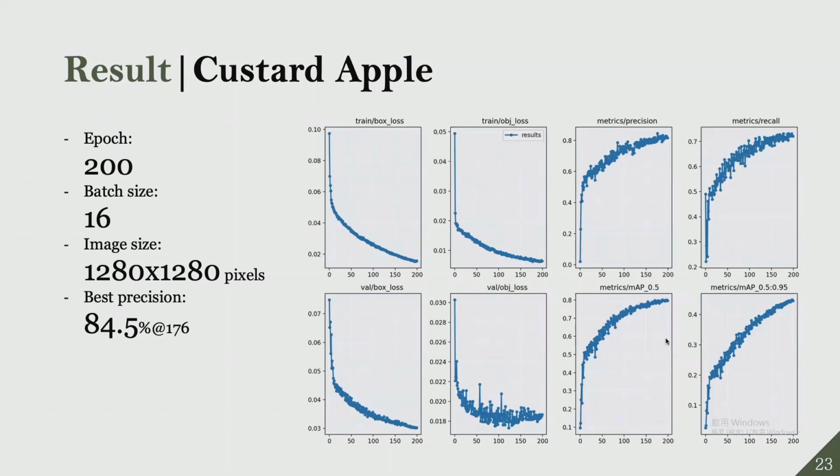Another one is the CIGR apple. The CIGR apple has the best precision at 176 epochs, with a precision of 84.5%.